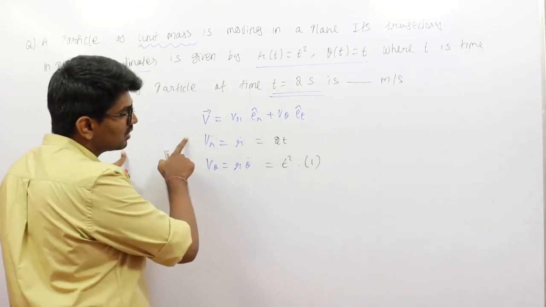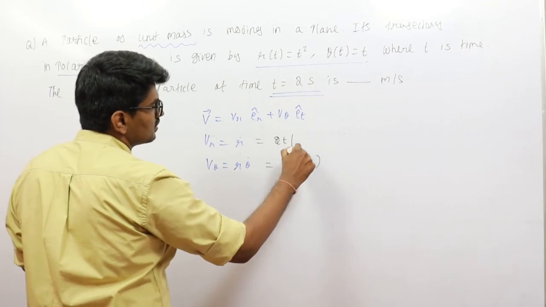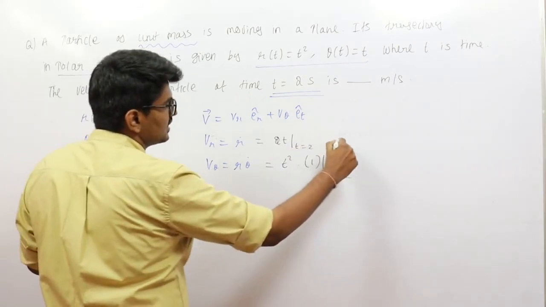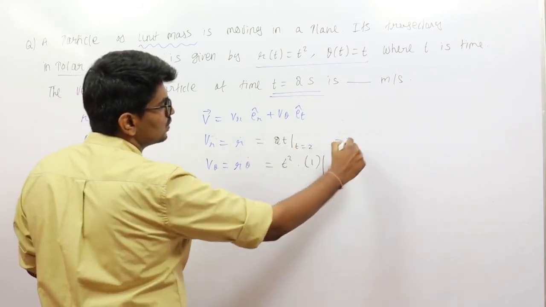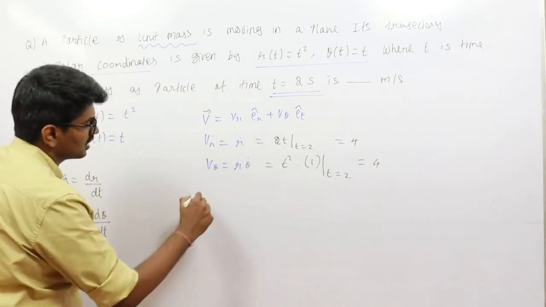Now I need to find the velocity of the particle at time t equal to 2 seconds. So when time is 2, if I substitute 2 here, 2 into 2 is going to be 4. And if I substitute 2 here, 2 square is going to be 4.